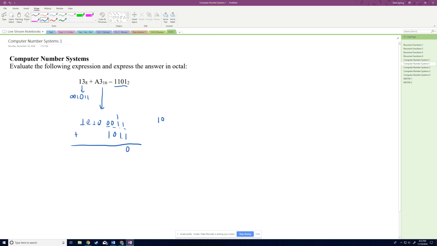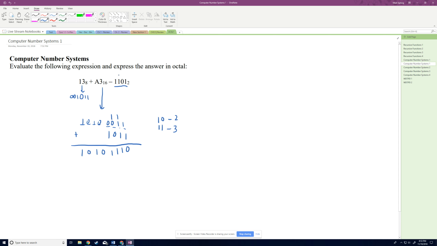1 plus 1 plus 1 is 3, but in binary, 3 is represented like this. That's 2 and that's 3. So we know that 1 plus 1 plus 1 is 3. So it's going to be a 1, and we have to carry that 1. 1 plus 0 is just 1. 0 plus 1 is 1. And then, of course, these will be the same.